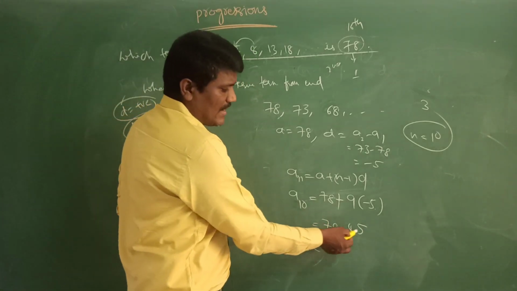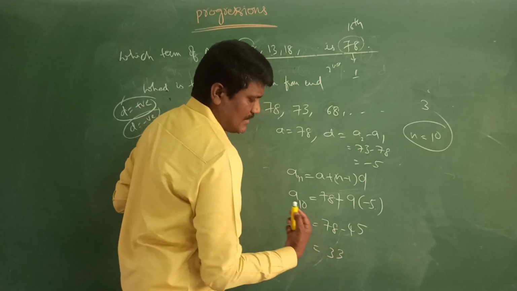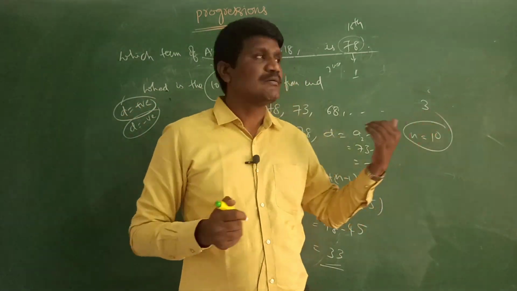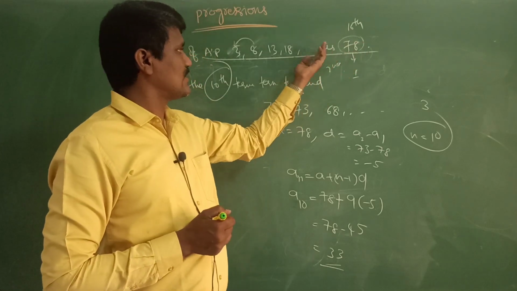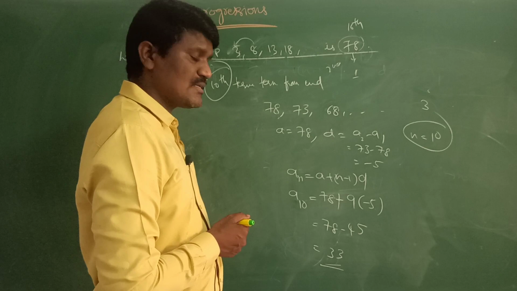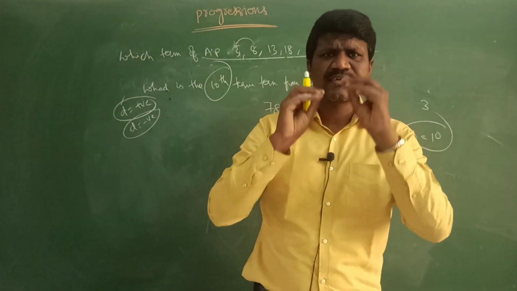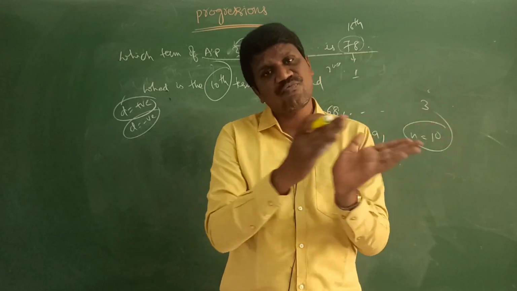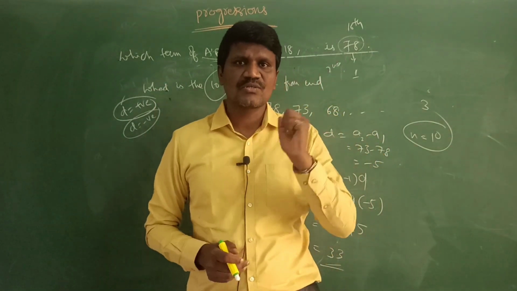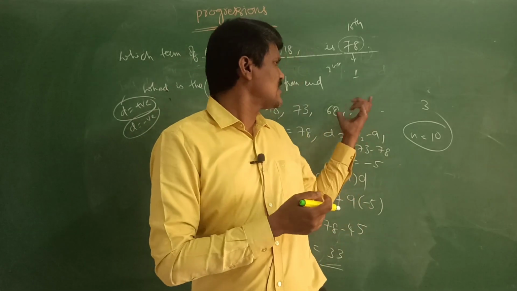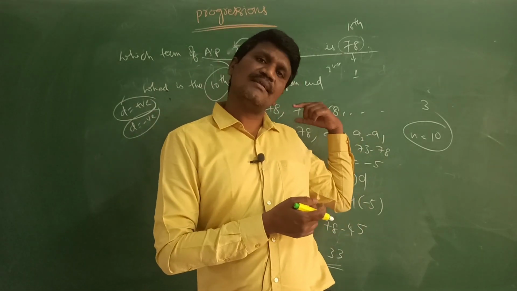Now 78 minus 45 is 33. So 33 will be the 10th term from the end. So this is 78, 73, 68 like this. From the end, if we count, the 10th term is 33. So this is the basic difference between the normal 10th term and the term from the end. Okay students? So whenever they ask to find the nth term from the end, you just reverse it, then you follow this process.